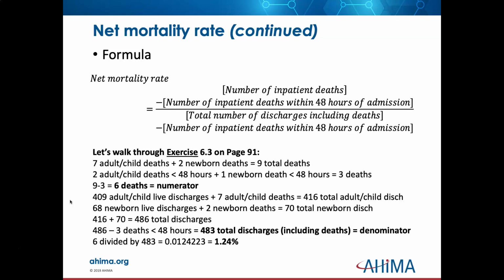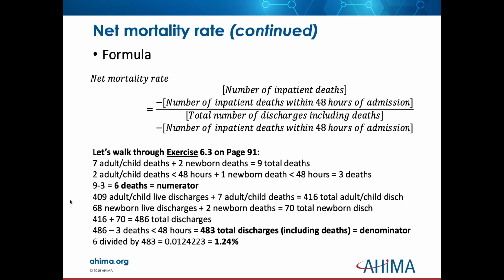So how do we do net mortality rate? Because we've got to pull out those that are less than 48 hours. All right, so we have a total of 7 adult child deaths. We're going to add to that, because remember, in net mortality, you include the newborns. So we're going to add to that our 2 newborn deaths. That is a total of 9 deaths. Now we need to figure out how many of those were less than 48 hours because we have to pull those out.